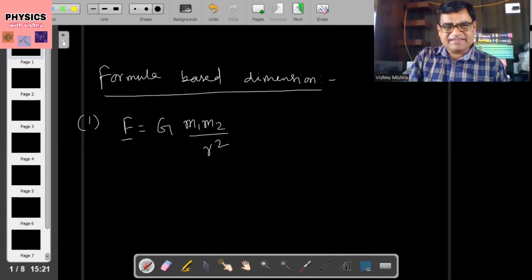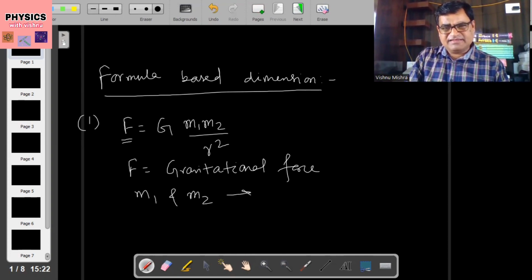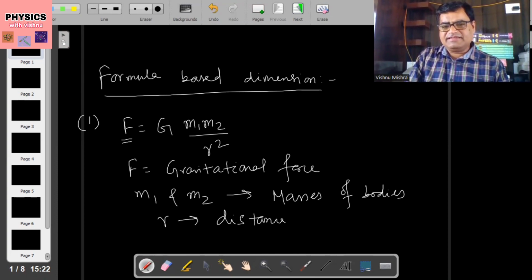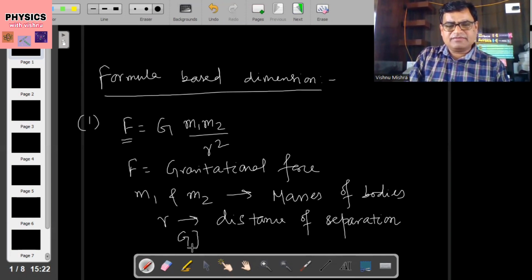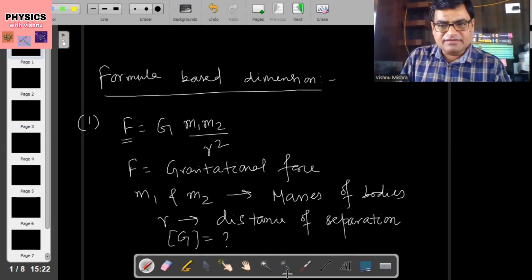Write down. F is the gravitational force. M1, M2 are the masses of the two bodies, and r is the distance of separation between the two bodies. So you have to find out the dimension of G.